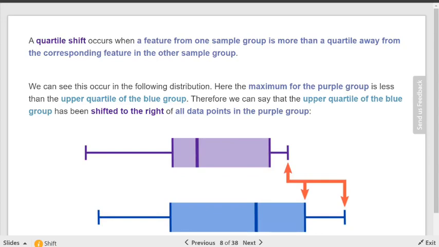So here we can say that the upper quartile of the blue is shifted above, to the right of all the data points in the purple group. The upper quartile here has gone beyond all of the data in the purple group. So it addresses that, yes, it can go way further than just one quartile further, right?